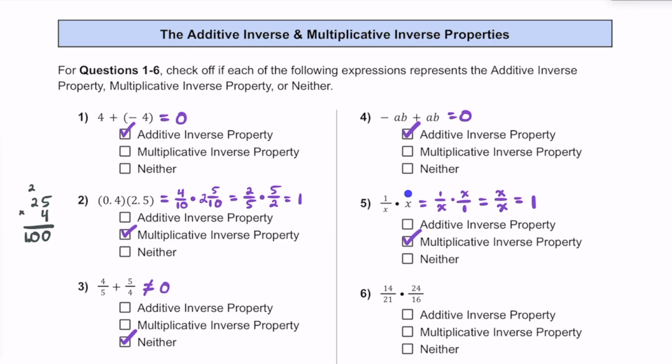You could also substitute in values for x here and say it's like 1 over 5. If you're saying x is 5, 1 over 5 times 5 over 1, and that does equal 1 as well. So you could come up with hypothetical values to test as well.